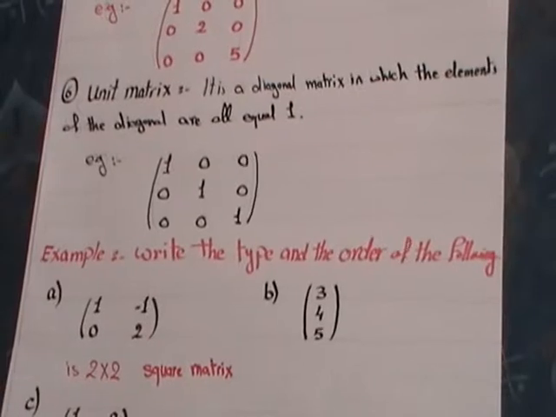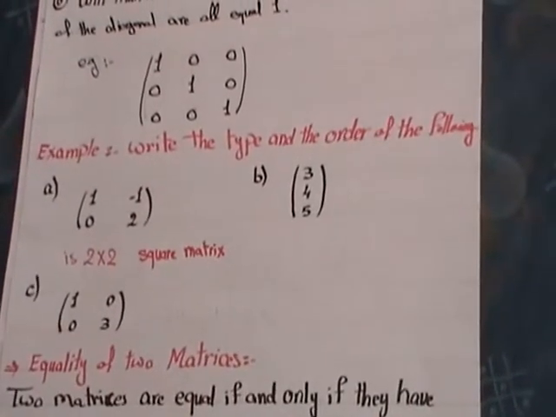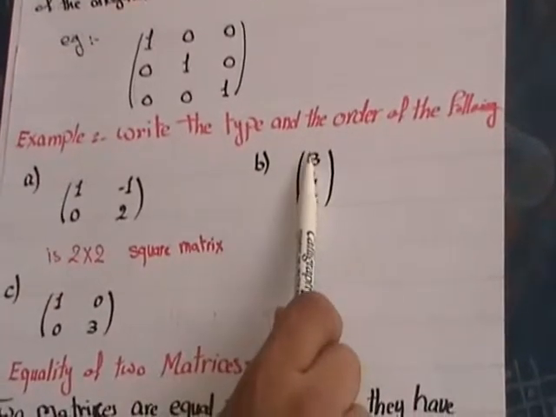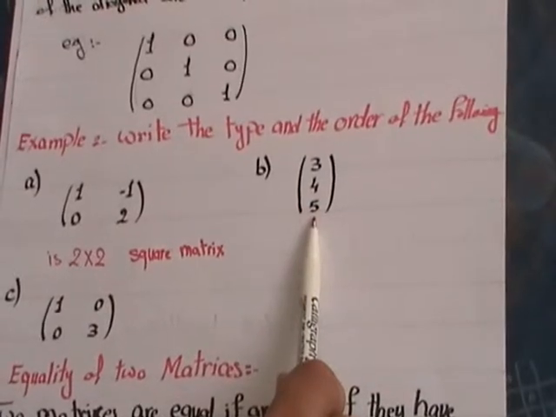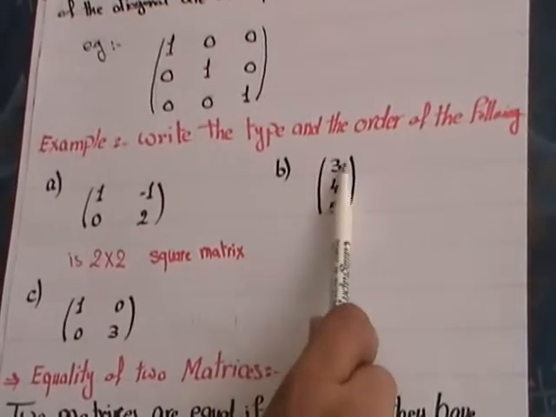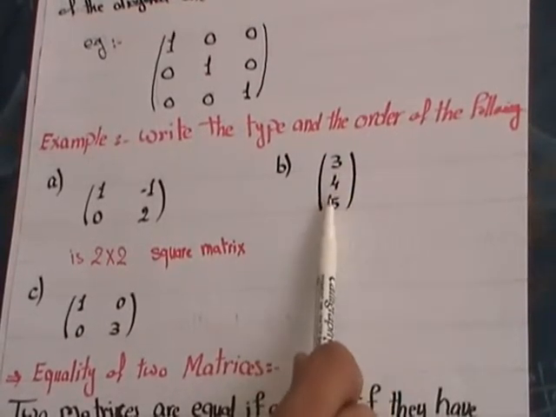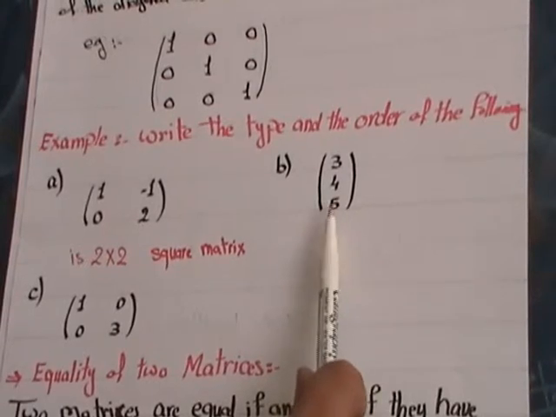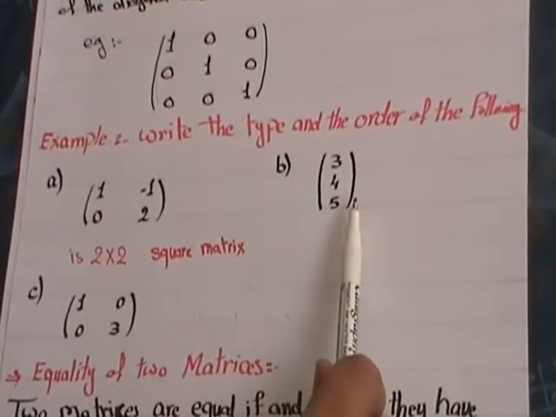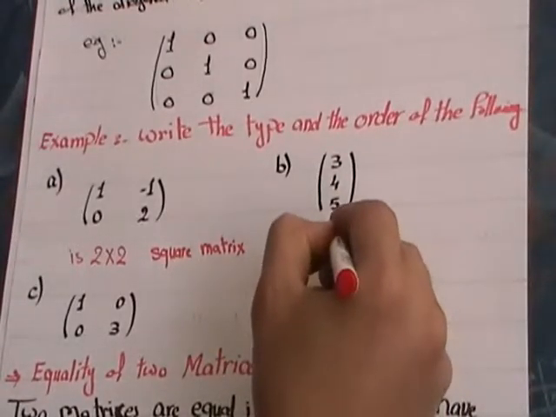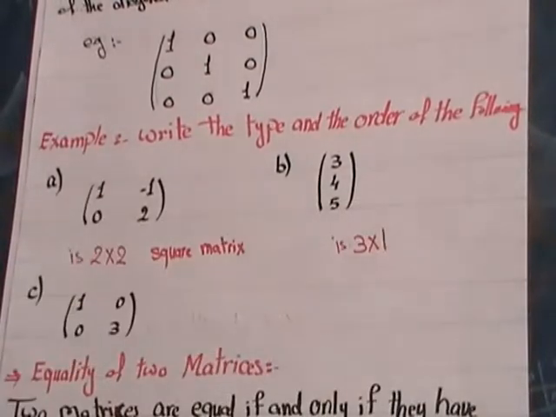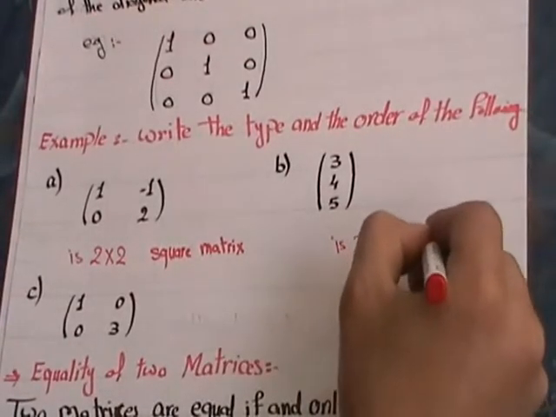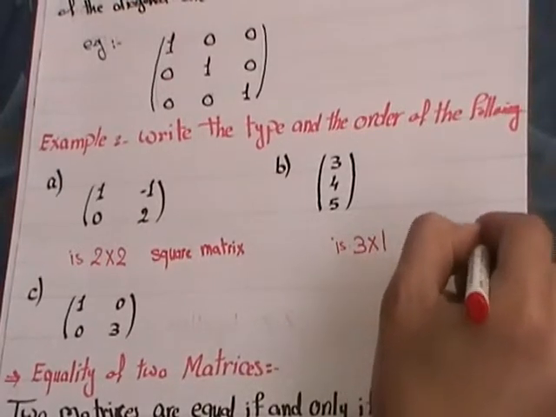We're going to the second example. In this matrix, we have 3, then 4, then 5. How many rows? In the first row, we have only one element, which is 3. In the second, we have only one element also, which is 4. And in the third, we have 5. So the number of rows is 1, 2, 3. The number of columns, only 1. So the order of this matrix is 3 times 1. And its type, we said that when we have only one column, it's called a column matrix.